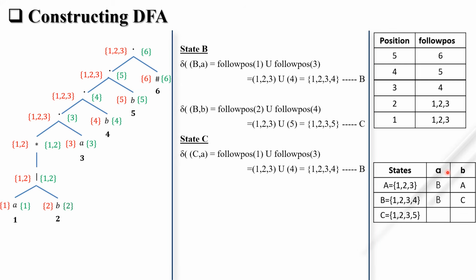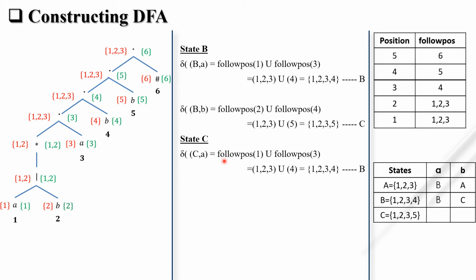So what is C of A? What is C? 1, 2, 3 and 5. There is A labeled at the position 1. That's why we have to find the follow position. Sorry, we have to write follow position of 1. Then at 3 there is A. That's why we use follow position of 3. At 5 it is B. That's why we are not putting here union follow position of 5.